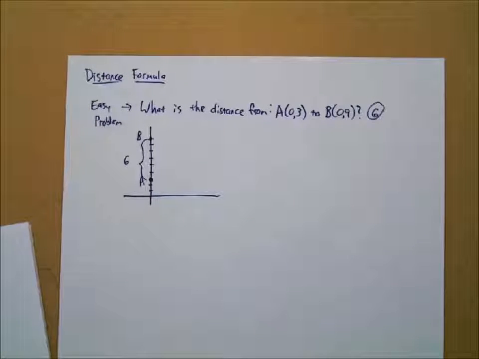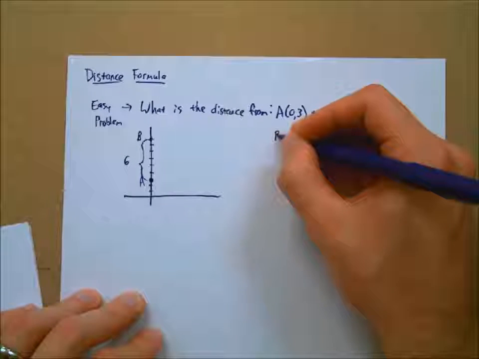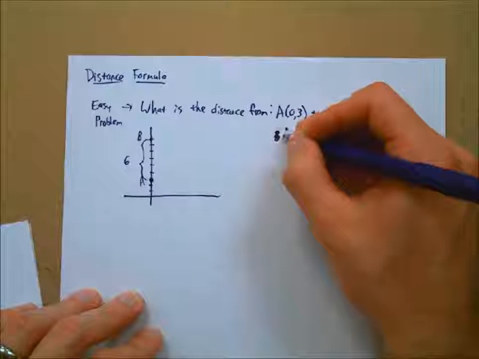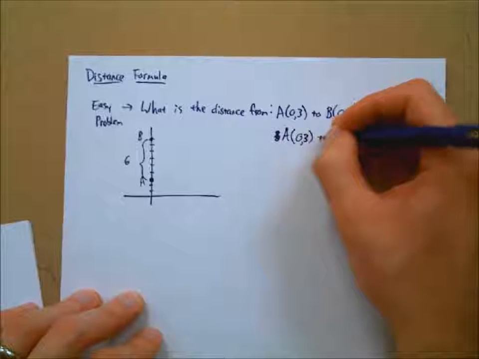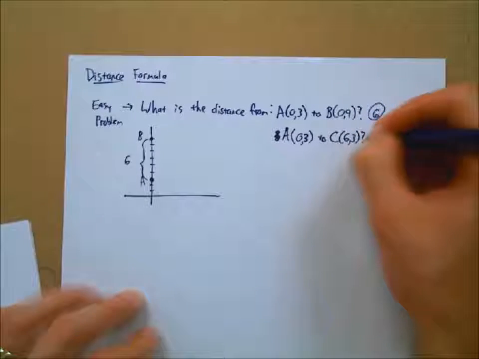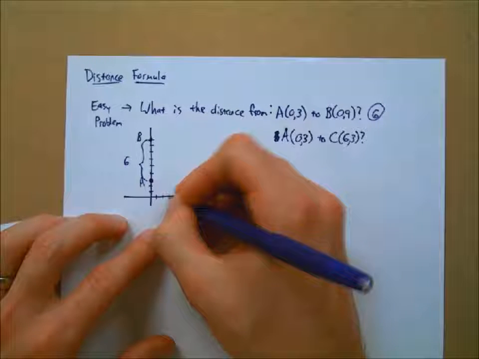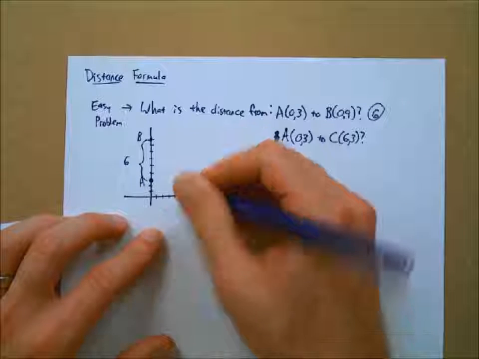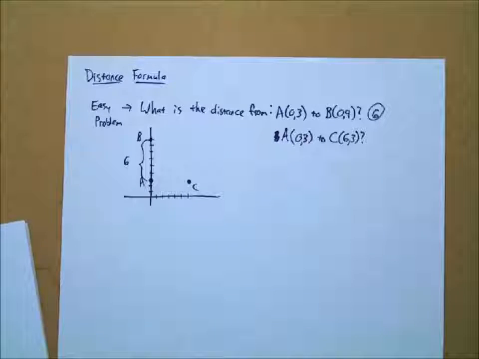How about another one? What about the distance from A, which is at 0, 3, to a point C, which is at coordinates 6, 3? Let me draw this one here. 1, 2, 3, 4, 5, 6, and then 1, 2, 3 right there. There would be C. What's that distance? 6. That's right. I wasn't very original there. I should have maybe changed the numbers up.